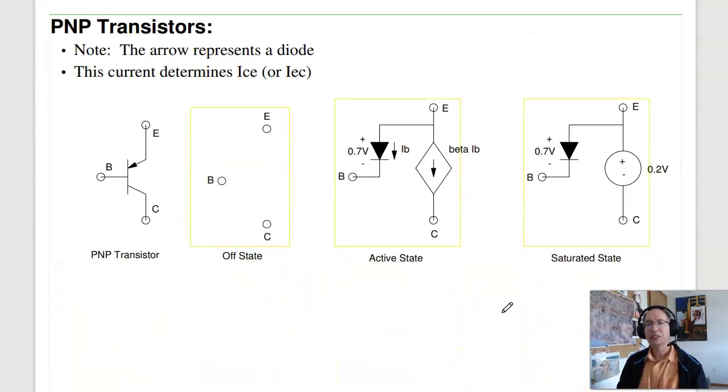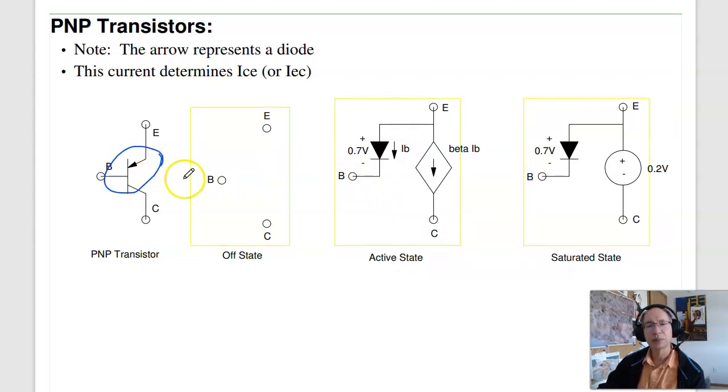PNP transistors we don't deal with quite as much in this class. We will see it occasionally, but just for completeness, these are the models for a PNP transistor. Again, this guy right here is a diode. If I don't have enough voltage emitter to base, the diode turns off. If that diode is turned off, all the current is zero.